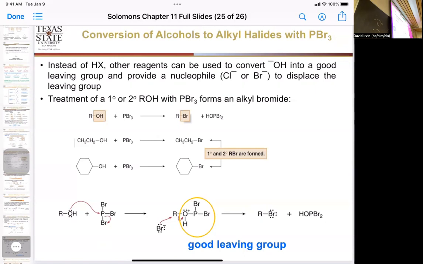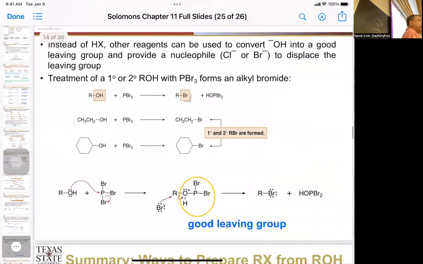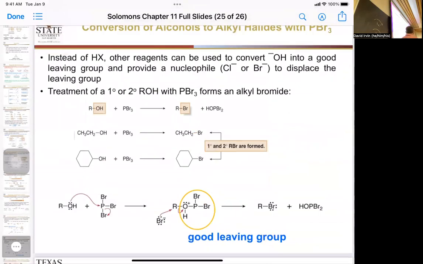It's an SN2 reaction, but the first step is reacting our Lewis acid with our Lewis base to make it into a good leaving group, making displacement of that oxygen easier. Okay, questions on that? So we're making sulfur oxygen bonds, which make them good leaving groups. We're making phosphorus oxygen bonds, which make them good leaving groups. If you look in the book, you can do it with iodine, but you have to use a phosphorus compound plus iodine to make it in the reaction.